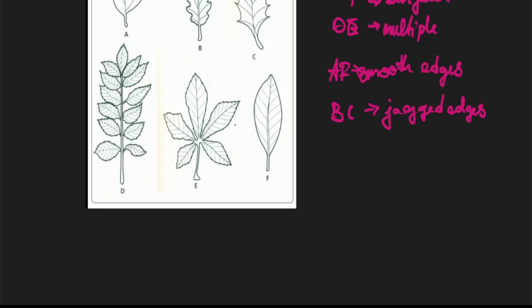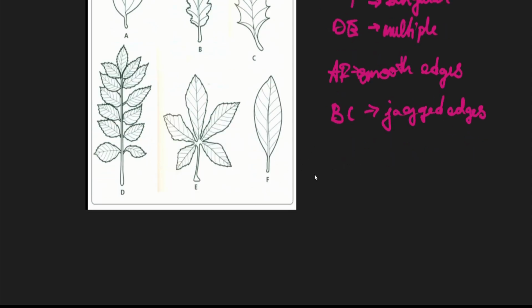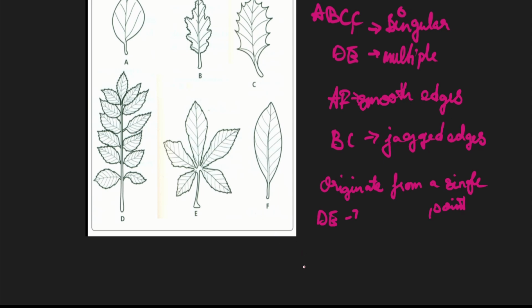Now, actually identifying each one, let's compare D and E first. For D and E, you could talk about whether they originate from a single point. If it is yes, that's E. If it's not, it's D. Now to differentiate between A and F, you could talk about whether it's elongated or not. If it is elongated, it's F. If it isn't elongated, it's A.